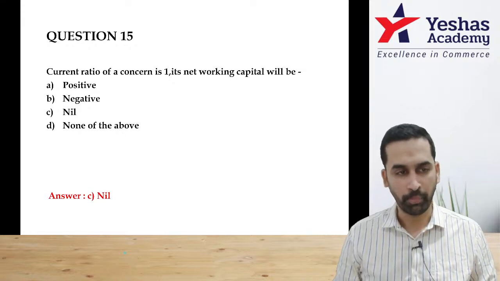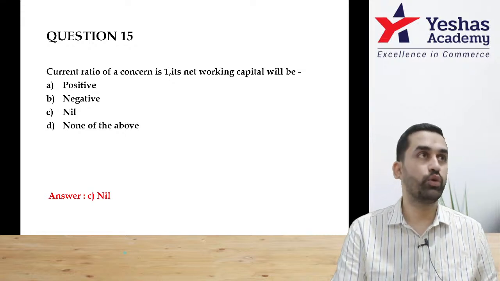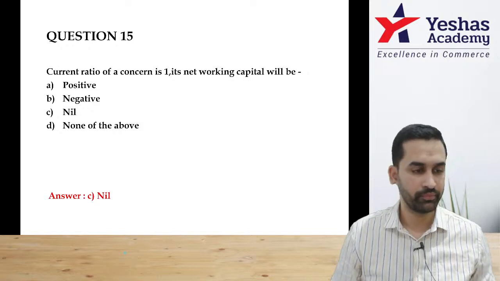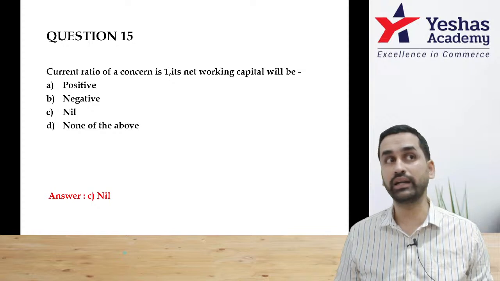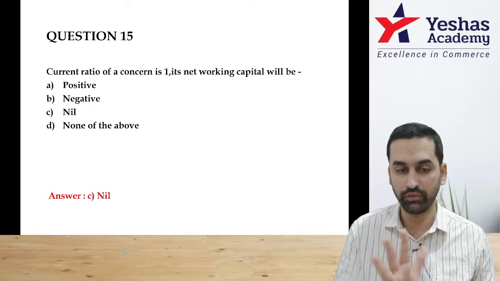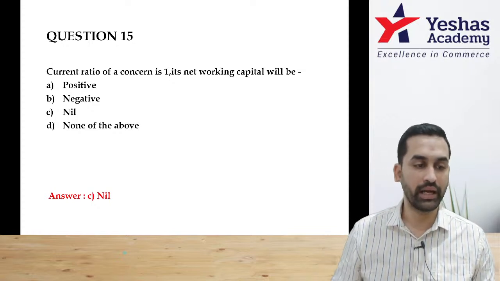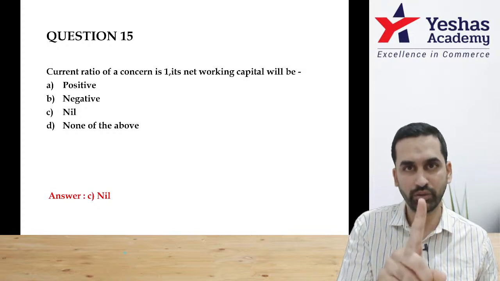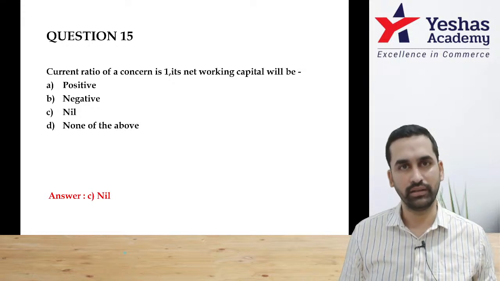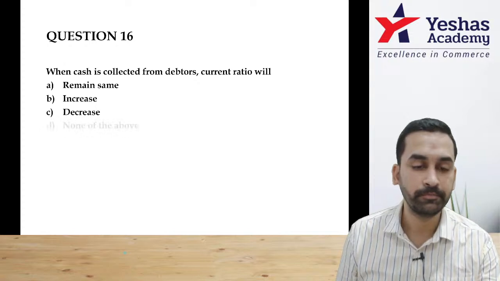Question is easy, but if you go fast, you will get confused actually. Because some people think current ratio is 1:1, that means we have more current asset than current liability, so they'll tick positive. No, no, no. Same number CA and CL. Same number by same number. That's why it is 1. And when you do CA minus CL, same number, it should be 0. Yes, sir. Question number 16.